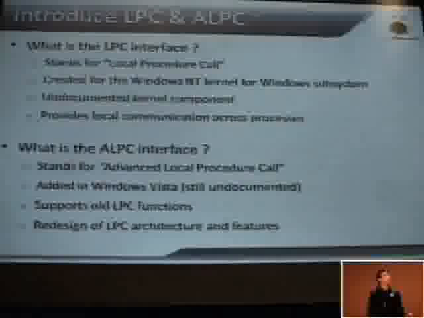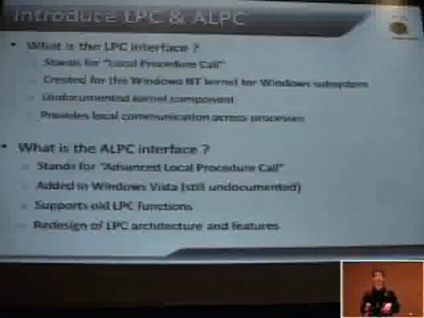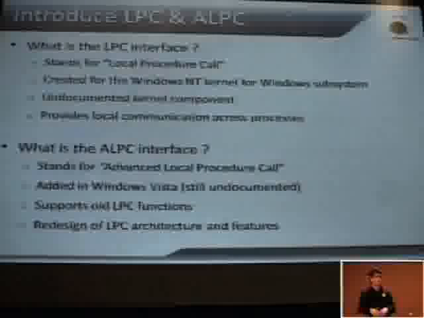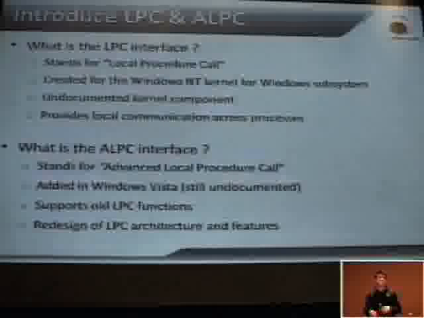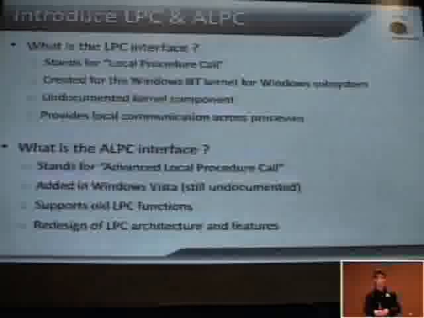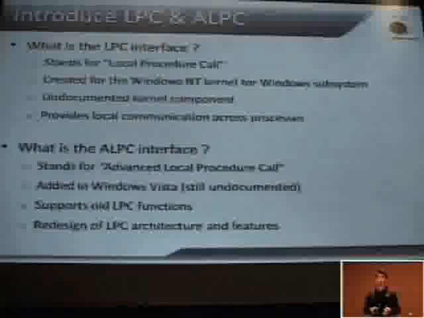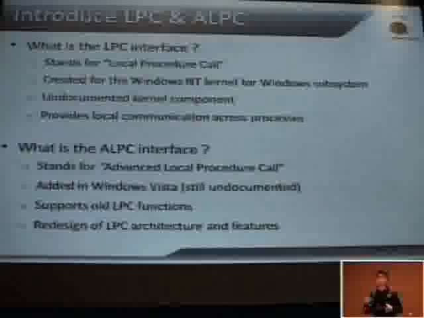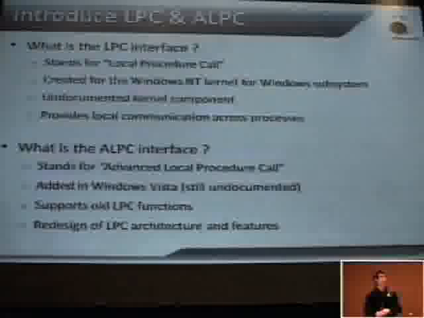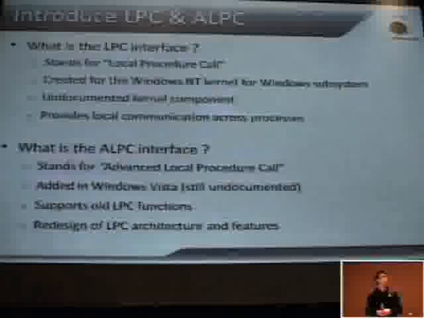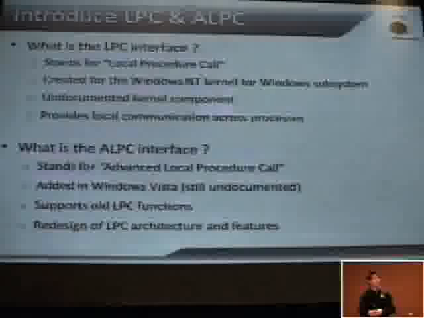Okay, so what is the ALPC interface? Basically, the ALPC interface is a local socket system. That's a communication system across processes with local features. It has been created for the Windows NT subsystem. It has been undocumented, and basically you can interact with privileged processes. The ALPC interface is an improvement of the LPC in Windows Vista. It supports the old LPC functions, and everything has been rebuilt in order to make better performance and change the whole design.